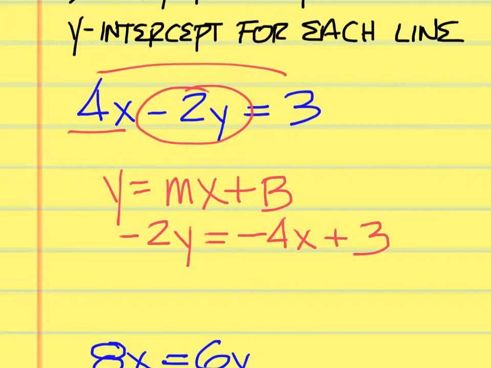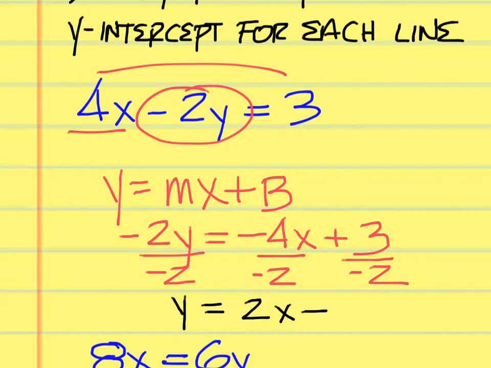And once you do that, you have to divide everything by the number that is with the y. So divide everything by a negative 2. When you divide everything by a negative 2, you come up with the following: y equals 2x minus 3/2.